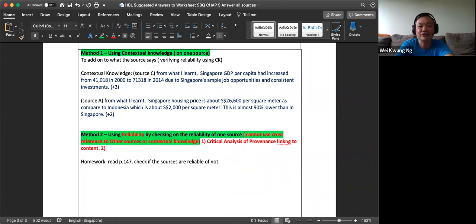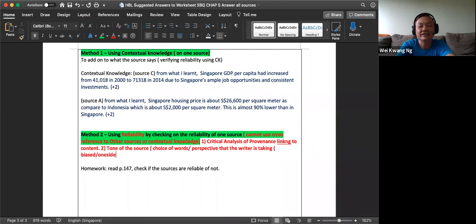The second thing that you can look at is to focus on the tone of the source. The tone of the source is to look at the choice of words and the perspective that the writer is taking. Is he biased? Is he one-sided? Or is he trying to present a balanced view?